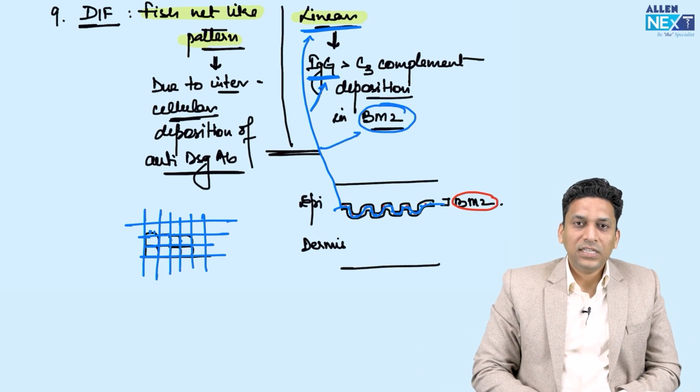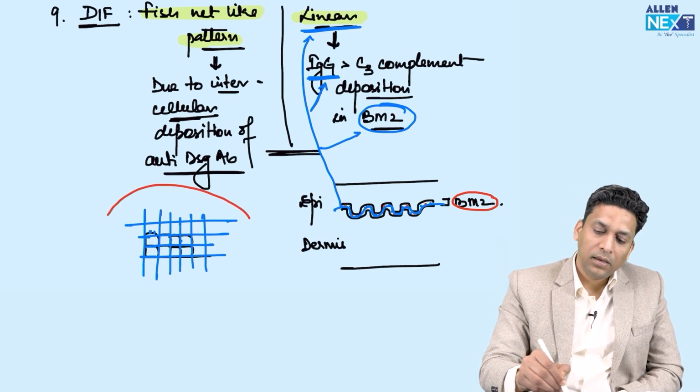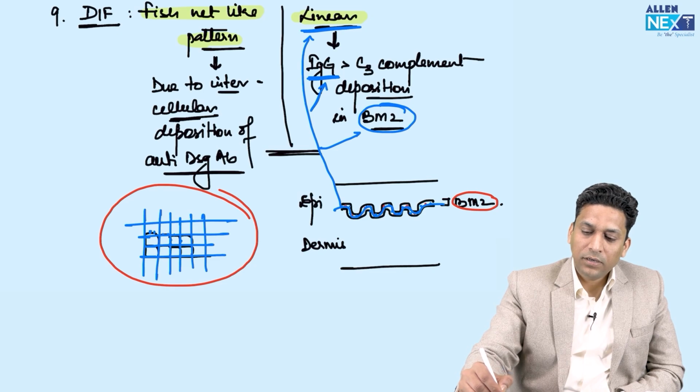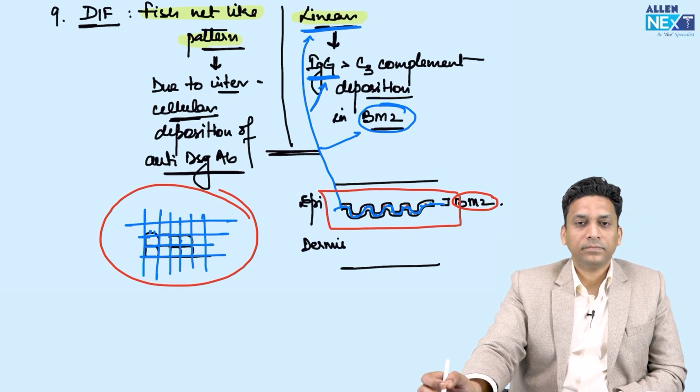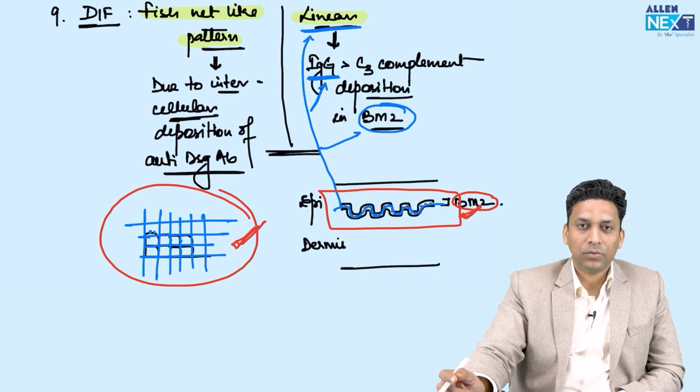Okay, so you can see the difference on immunofluorescence. Here you will get a net-like pattern, while here you will get a linear pattern. This is in the epidermis, this is in the basement membrane zone.